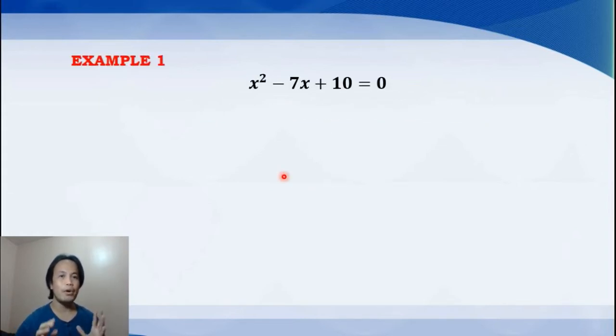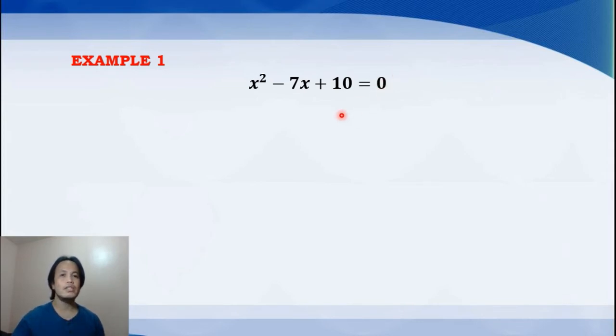We have example number 1: x squared minus 7x plus 10 equals 0. By the way, when we solve a quadratic equation using factoring, we have to see to it that our quadratic equation is in general form, ax squared plus bx plus c equals 0. Our right side of the equation should always be equated to 0.